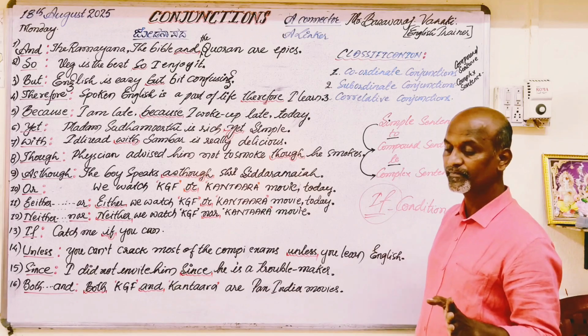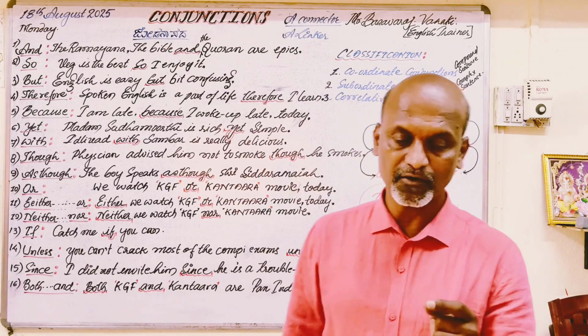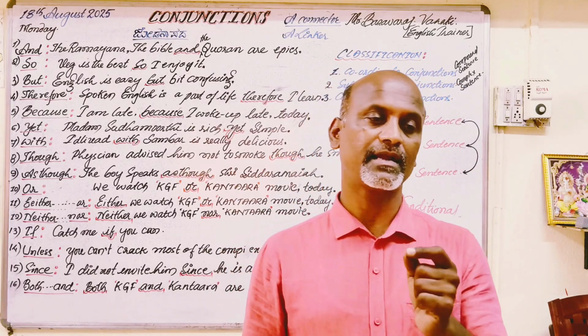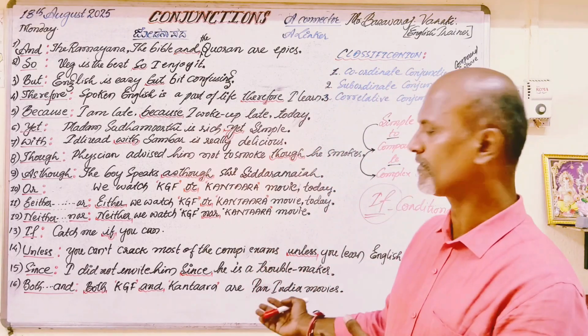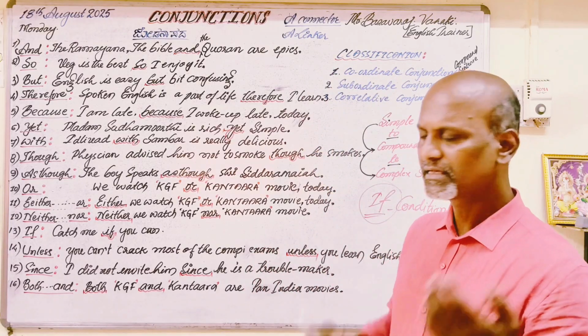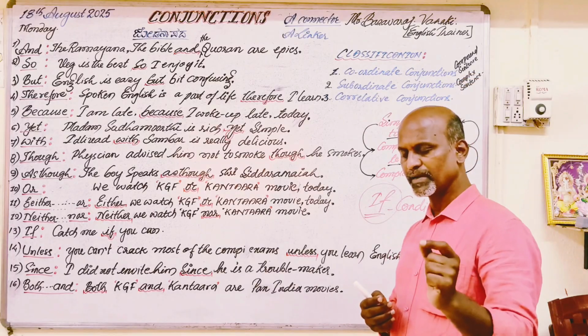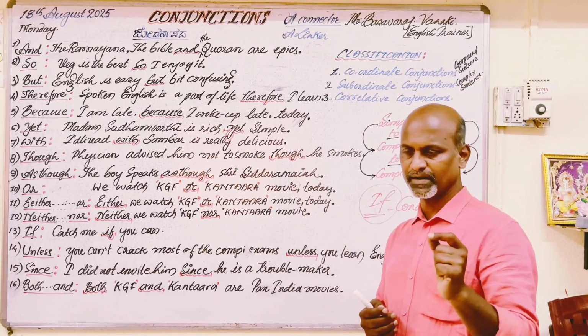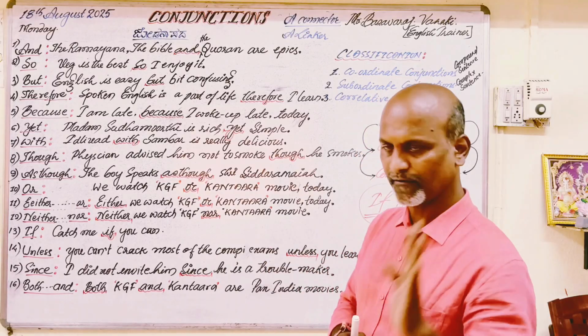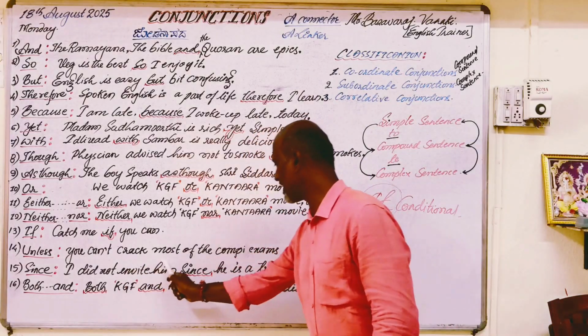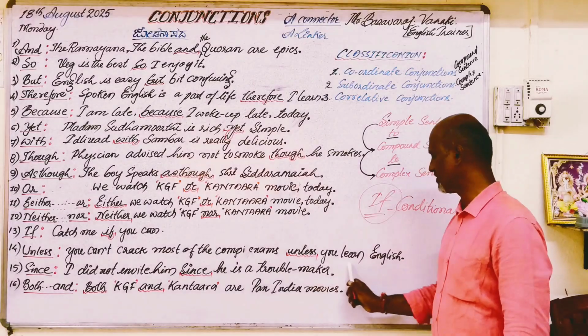You know, children, in 90% of all the state and central government exams, English is compulsory. You know very well. And it is a beautiful sentence and it is a reality. English is a must. So beautiful sentence. Let's read. You can't crack most of the competitive exams unless you learn English.